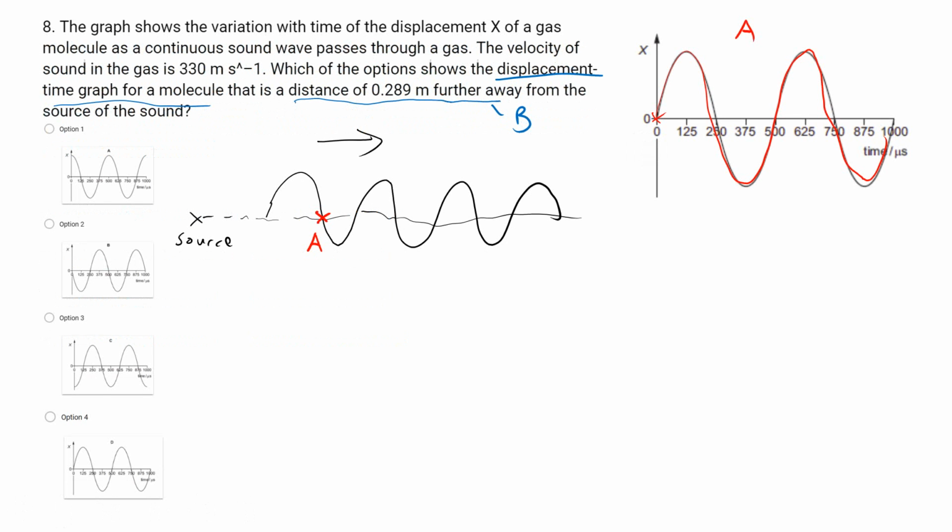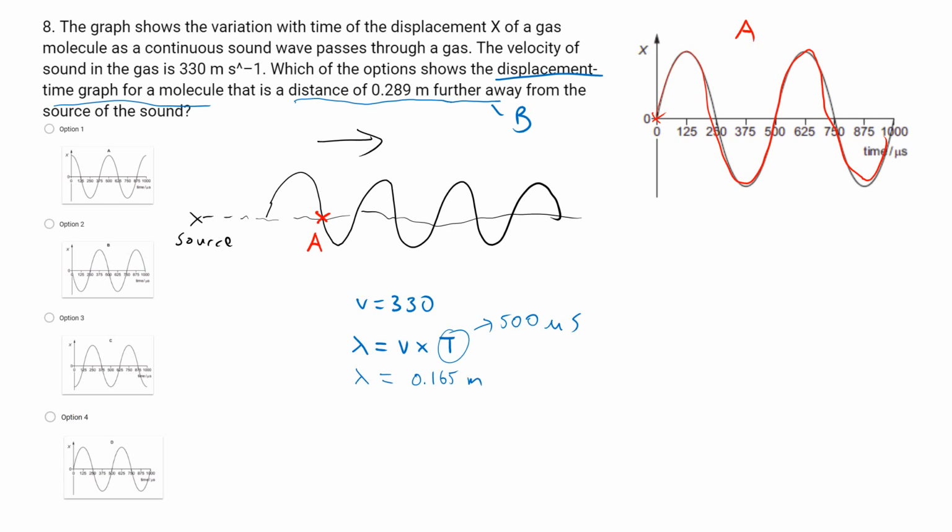So basically, we are given the speed is equal to 330. In order to find the wavelength, we need to find v times the period. And for the graph itself, we know that the period is equal to 500 microseconds. Therefore, substituting the values of speed and period into the equation, we'll get the wavelength to be equal to 0.165 meters.